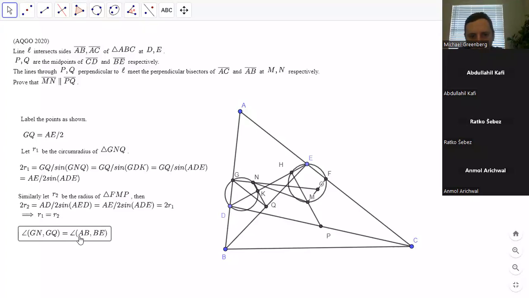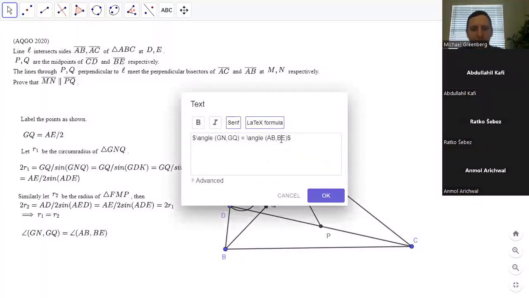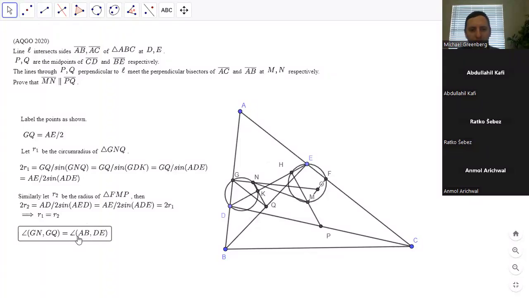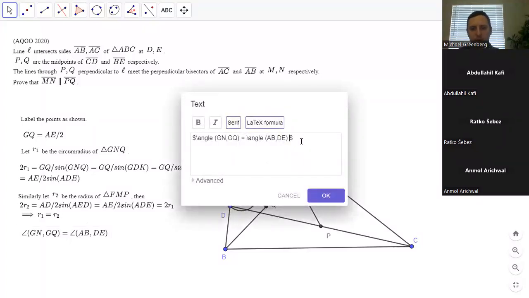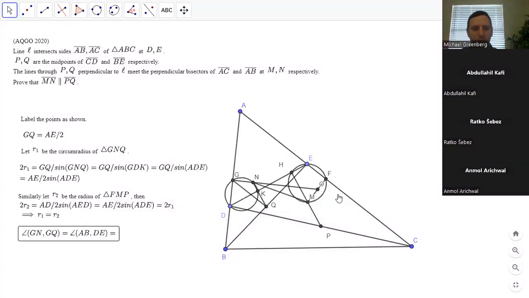You made a mistake. It's not A, B, AD E, those are arbitrary, right? Oh, it's A, B, and D, E. That's what it is. Okay. Yeah. So this is the angle between FM and FP. I don't think that's true either. That's not true either. And GQ, it is very easy. It is just 90 minus angle A.